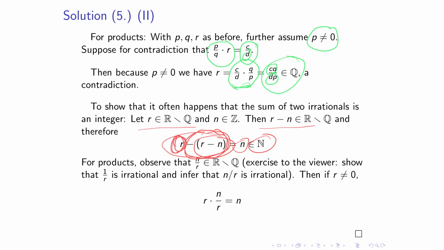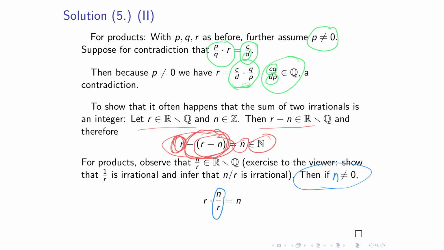And then, likewise for products, we'll have to assume that r is non-zero. Actually, we don't have to assume r is non-zero because we know it's irrational and 0 is rational. So we don't need to assume that r is non-zero. We need to assume that n is non-zero.